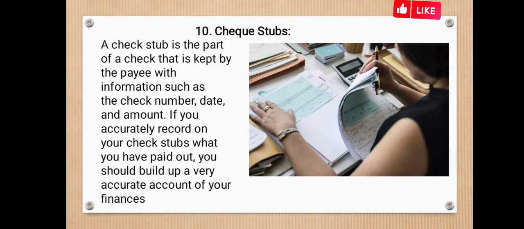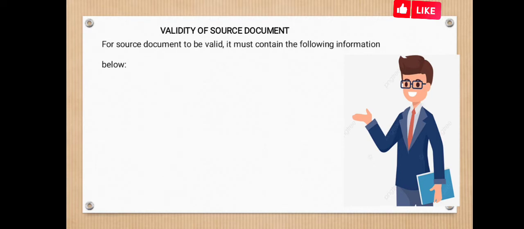Cheque stubs. A cheque stub is the part of a check that is kept by the payer with information such as check number, date, and amount. If you accurately record on your cheque stubs what you have paid out, you should build up a very accurate account of your finances. Let's talk about the validity of source documents.